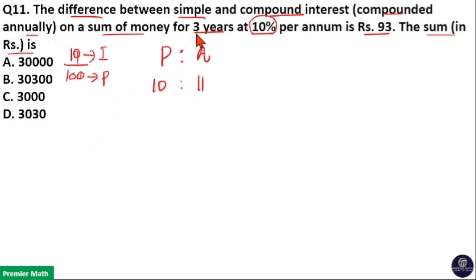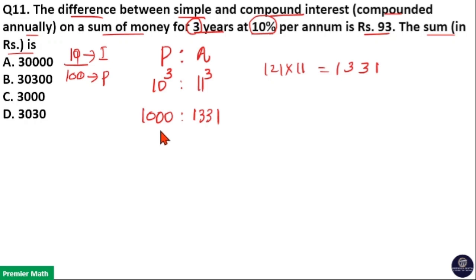Now number of years is equal to 3 years. So take the cube of 10 parts and 11 parts. Now 10 cube is equal to 1000 and 11 cube is equal to 11 square into 11, that is 121 into 11. 121 into 11 is equal to, write 1, 2 plus 1 is 3, 2 plus 1 is 3, write 1. So 1331 is the 11 cube.